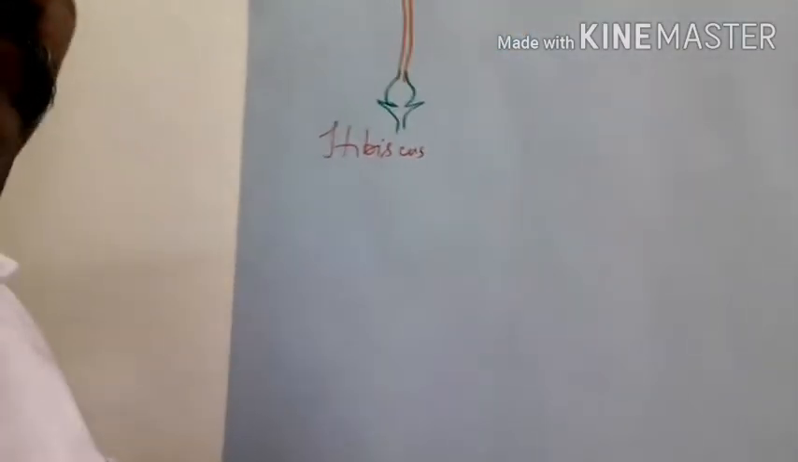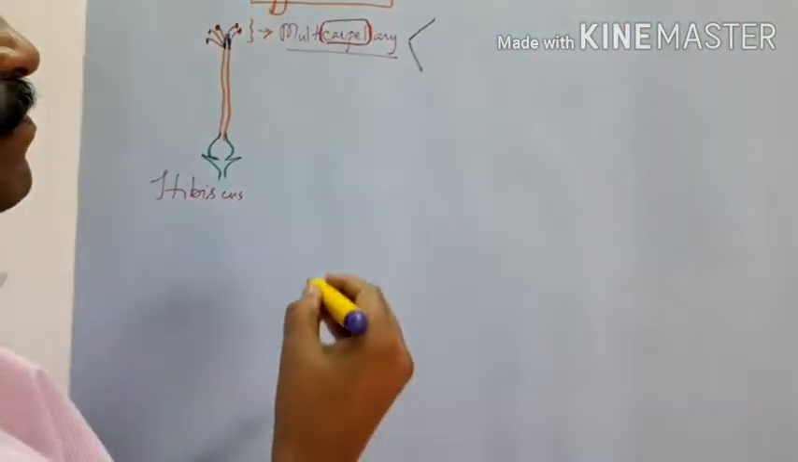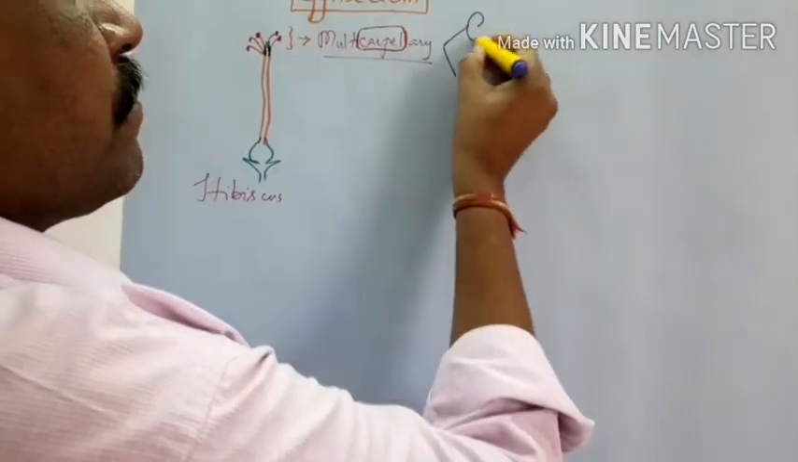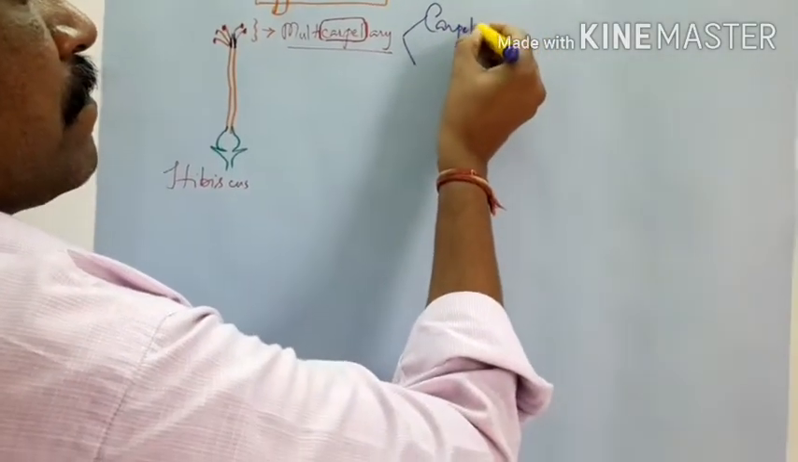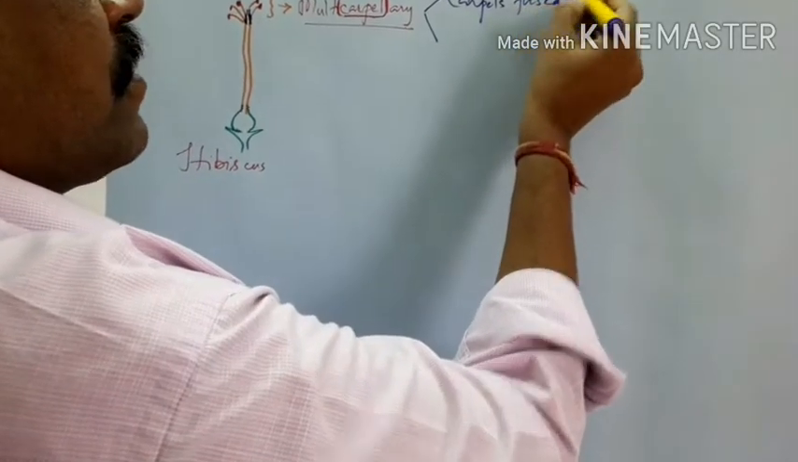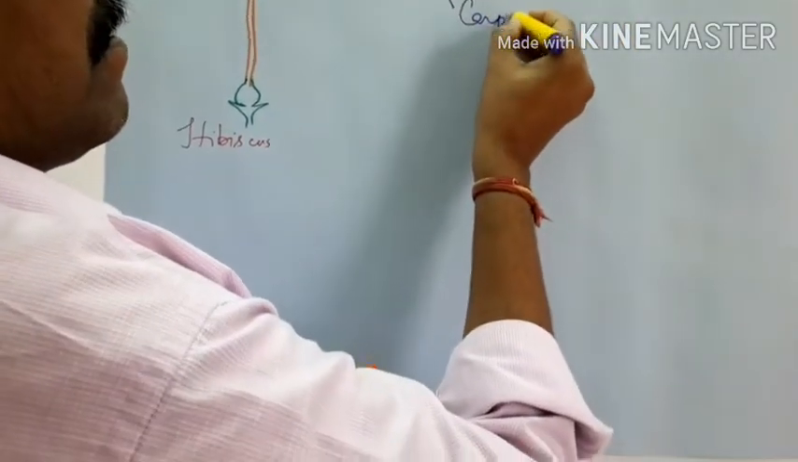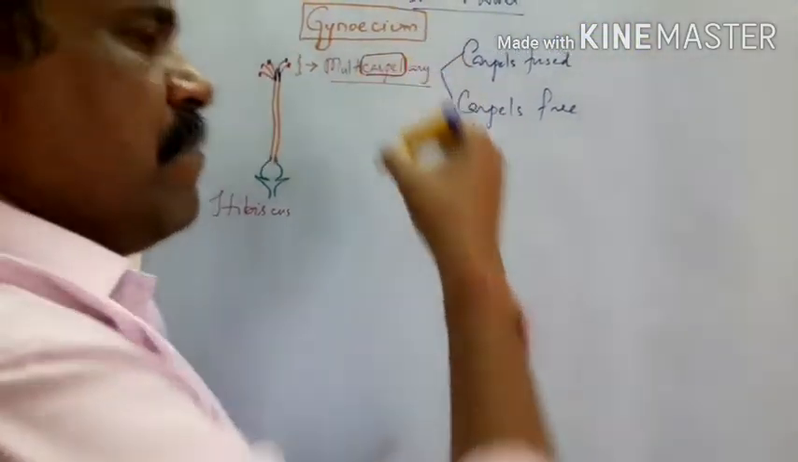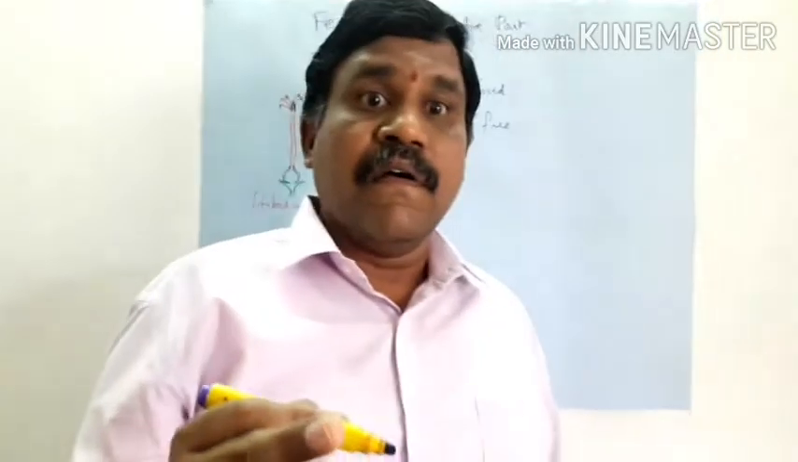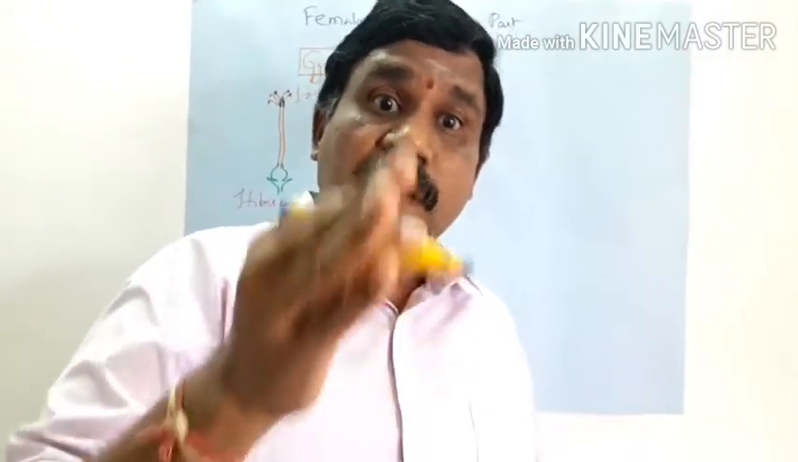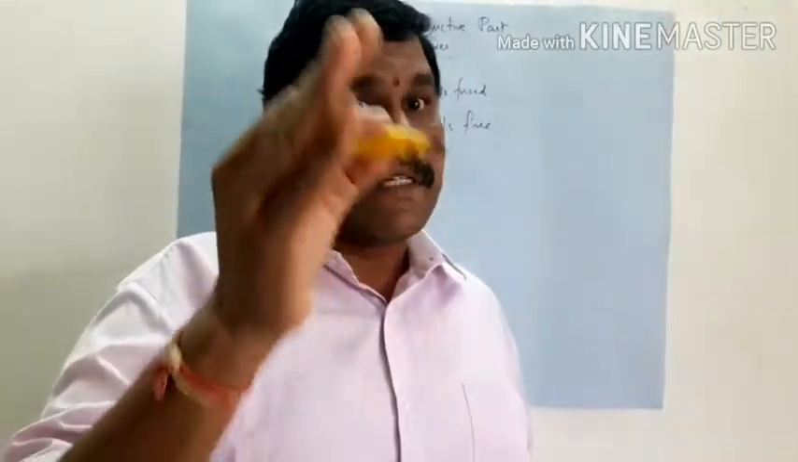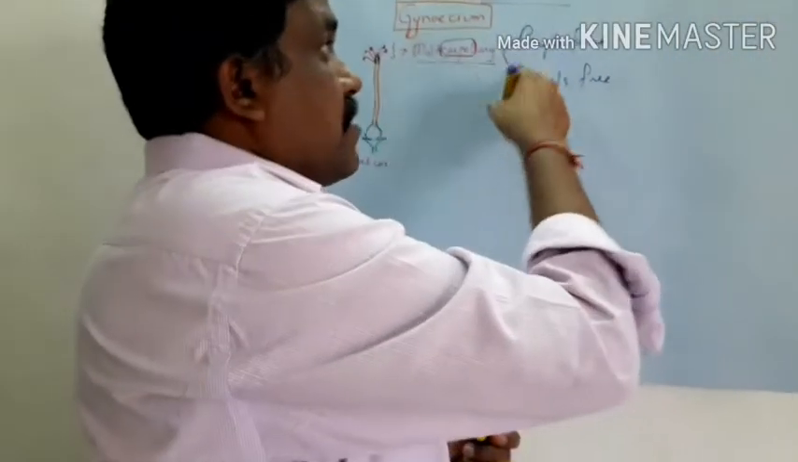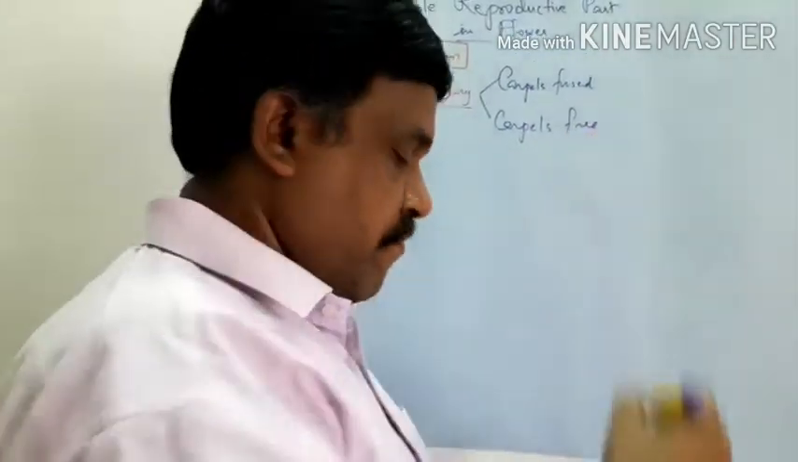If it is a multicarpellary condition, children, it can be of two types: whether the carpels are fused, or the carpels are free. Are you able to understand? So gynoecium either consists of a unicarpellary, that means monocarpellary, condition, or a multicarpellary condition. If it is multicarpellary, the carpels may be fused or the carpels may be free.